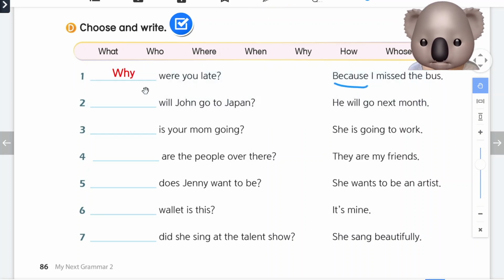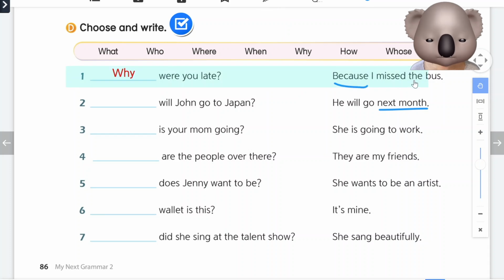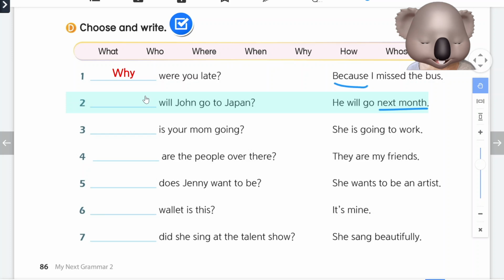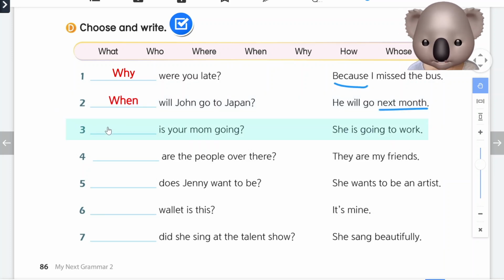Number 2, will John go to Japan? He will go next month. 다음 달에 갈 거라서 질문할 때는 언제 사용해야죠? When will John go to Japan? Number 3, is your mom going? She is going to work. 어디로? Where is your mom going?